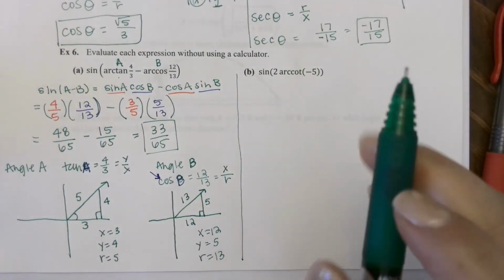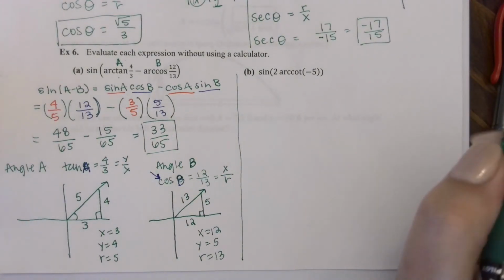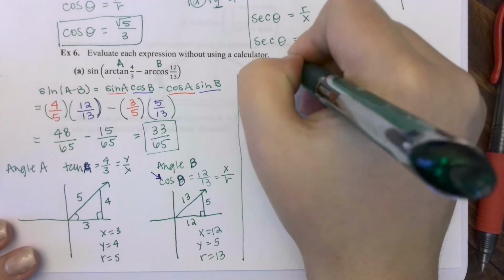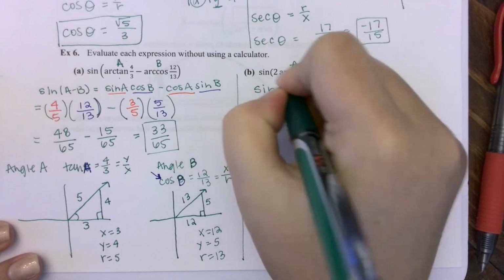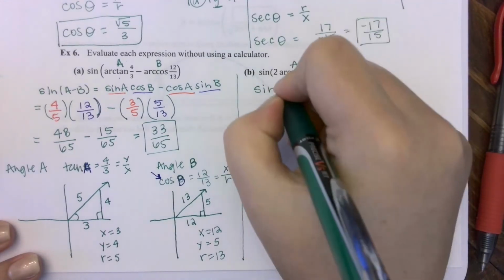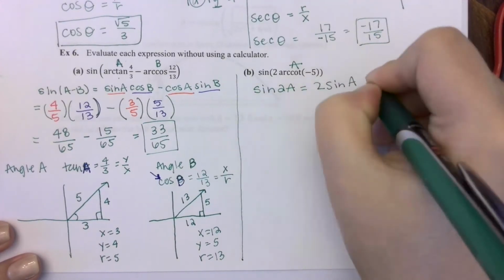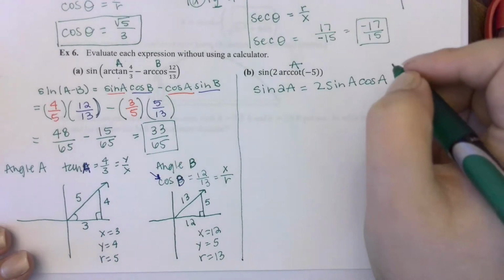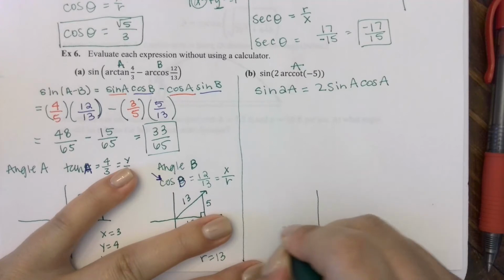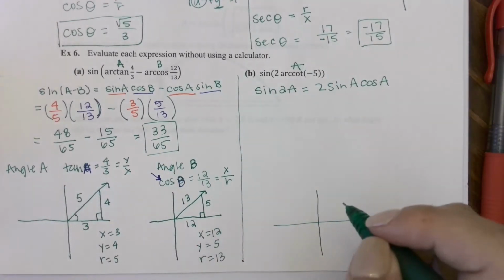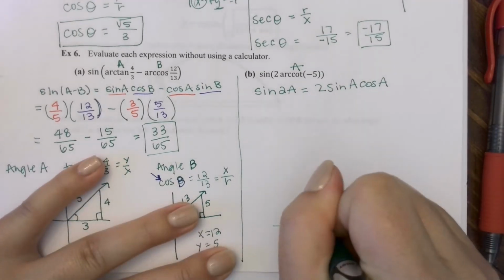Okay. B, I have sine of 2 arc cotangent of negative 5. So we're going to let this be A. And the formula we're going to use is the double angle identity because we have a 2 here. So sine 2A equals 2 sine A cosine A. We're only dealing with one angle this time. So let's go ahead and draw that. And we're talking about cotangent. So cotangent for a negative input is going to be in quadrant 2.